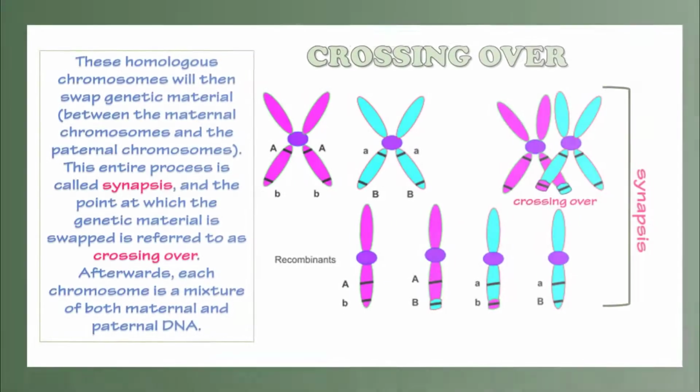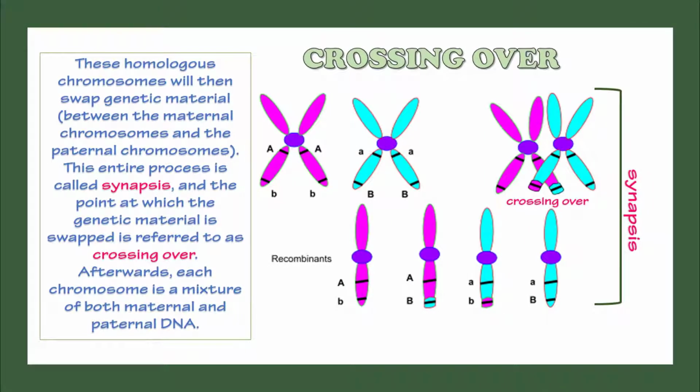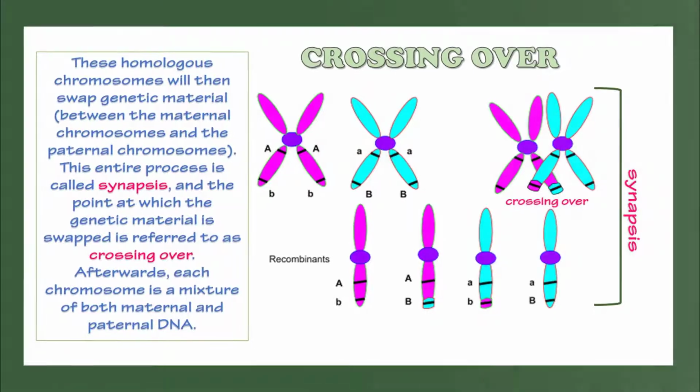Crossing over. These homologous chromosomes will then swap genetic material between the maternal chromosome and the paternal chromosomes. The entire process is called synapsis, and just the point at which genetic material is swapped is referred to as crossing over. Afterwards, each chromosome is then a mixture of both maternal and paternal DNA.